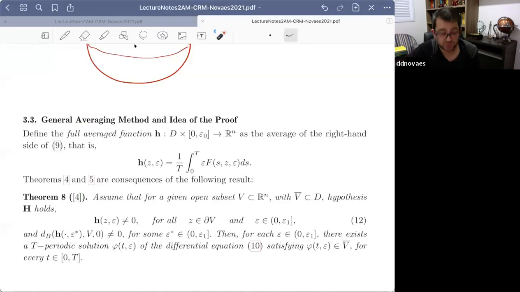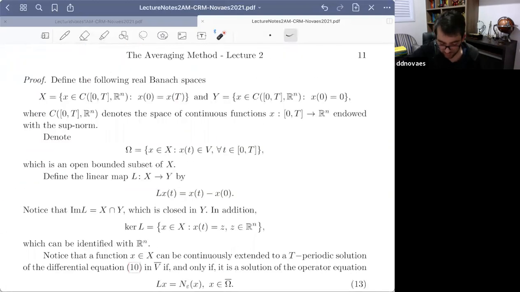I'm not computing the first or second averaging method. I'm just computing the average of the right-hand side of our differential equation, and we can obtain this theorem. So how can we prove the theorem? The proof is based on the second approach that I showed you in the first lecture, the operator equation approach. Let us recall this operator equation approach here.